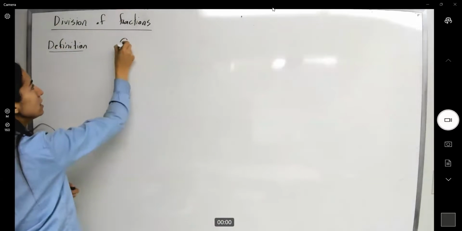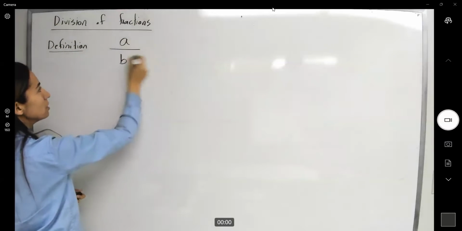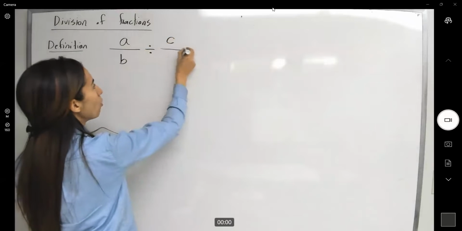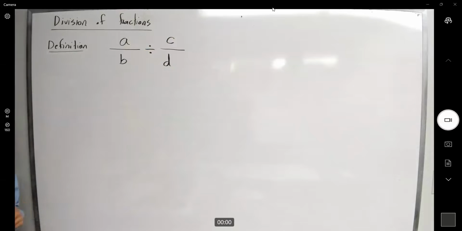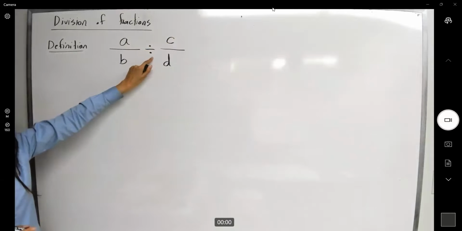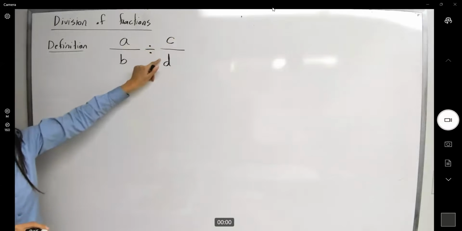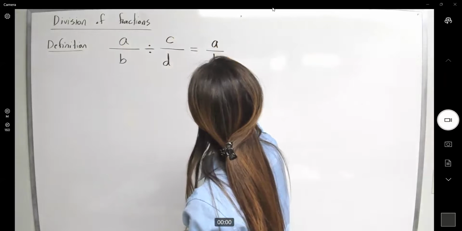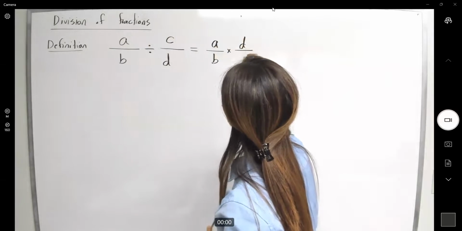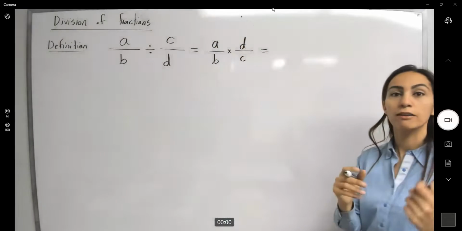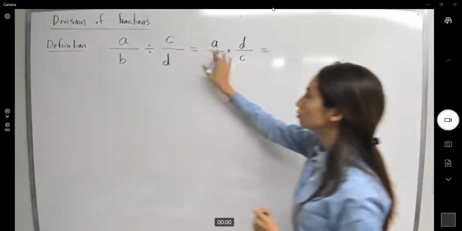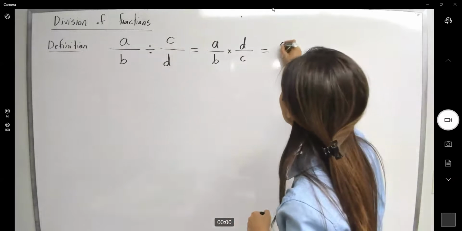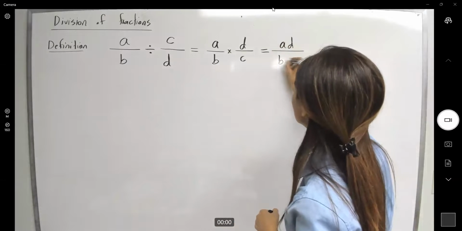If you have A over B divided by another fraction C over D, then you're going to convert this operation into multiplication by flipping the second fraction. So it's going to be A over B times D over C. Well, we converted our division into multiplication by flipping the second fraction. It's equal to AD divided by BC.